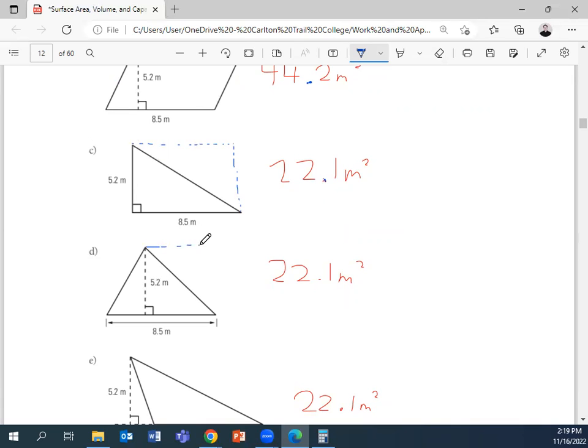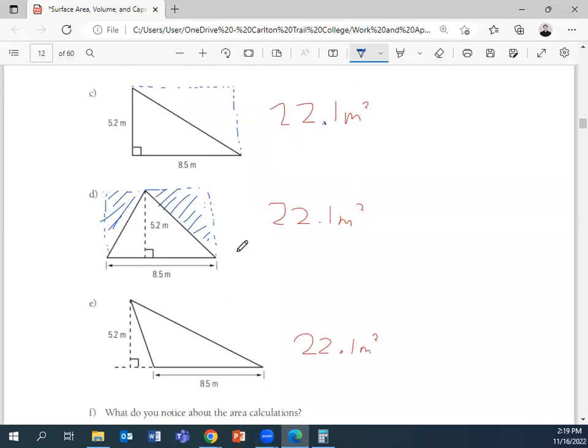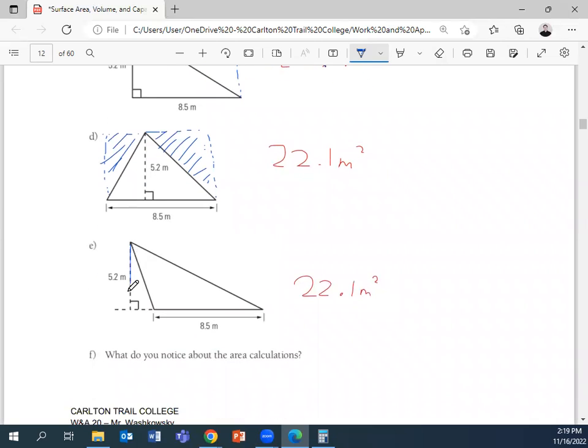Same thing for this one here. If I was to make you find the area of these two blue areas, and add those both up, you would get the exact same answer you just got. You get 22.1 meters. Again, a triangle, no matter what form it is in, is going to end up being half of a rectangle. Same thing for this one here. For E, if you were to fill in these blue things here, you get the exact same area again.